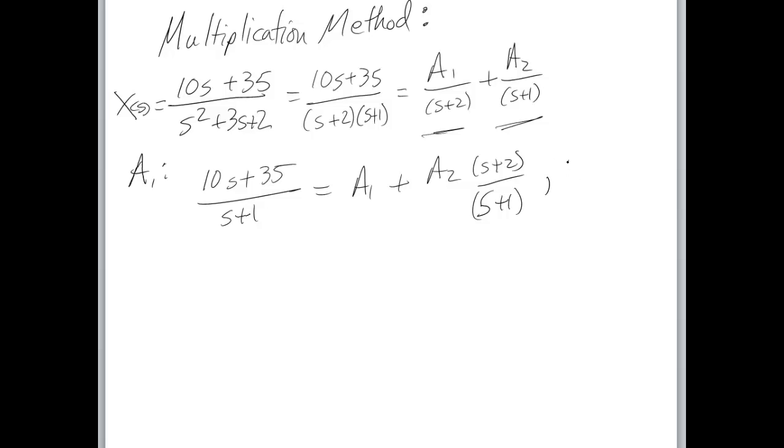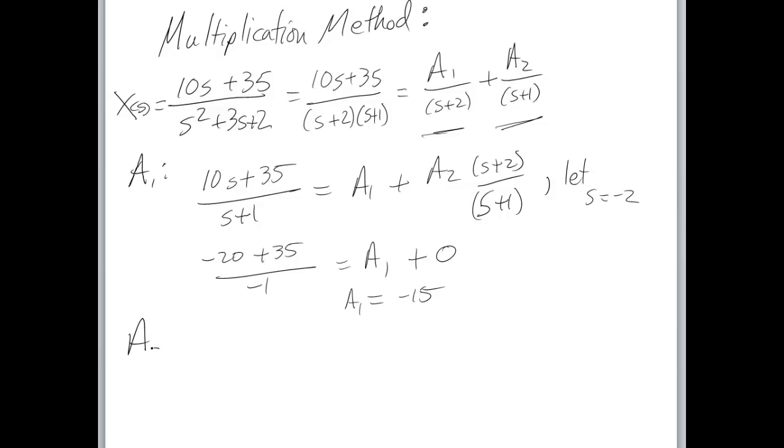So the next step is to let s equal minus 2. Now over here in the numerator we have minus 20 plus 35 divided by minus 1, and we have a1 plus 0. So we see that a1 equals minus 15.